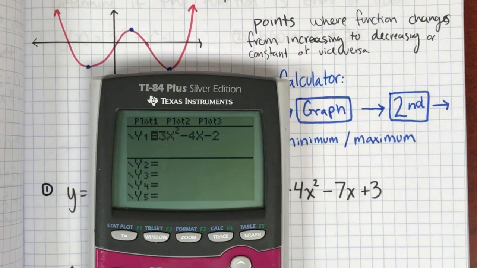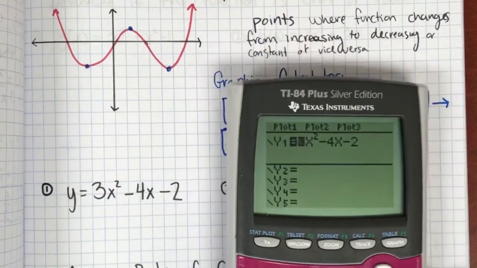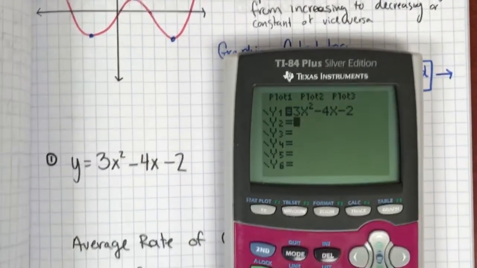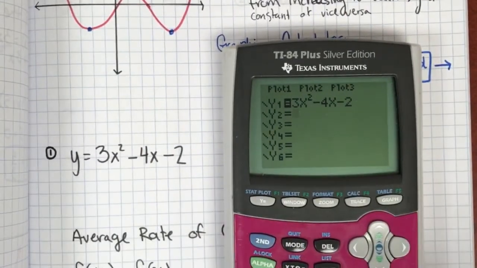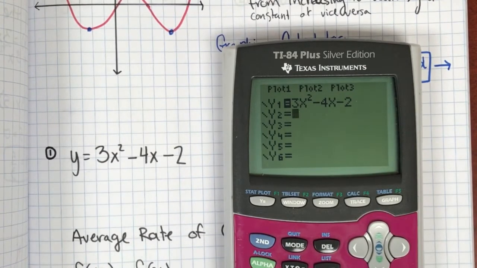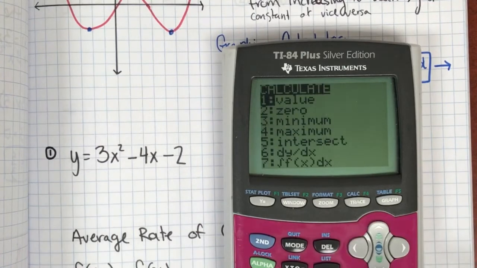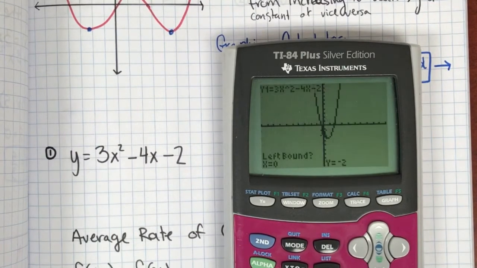So go ahead and type in the first equation into the y equals of your graphing calculator. And we're going to go through the steps of finding that relative minimum or maximum. All right, so we look at the graph, and it looks like we're going to have a relative minimum, or here it's just a minimum. And so we look at the graph, we hit second calc, and we're going to go down to minimum.